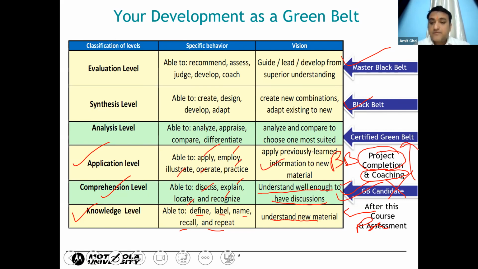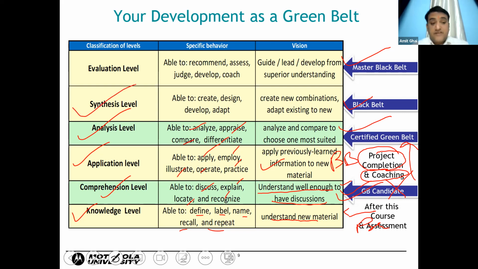The experimentation, the implementation of Six Sigma is the difference between GB candidate and certified. Once you have done a successful project under a black belt, you will be able to analyze, appraise, compare, and differentiate between the data. You will be able to identify the statistical strength of your data, and you will be certified as Six Sigma green belt at this level. At least 1 green belt project you should be doing. Some companies even ask for 2, but in my opinion 1 is enough.